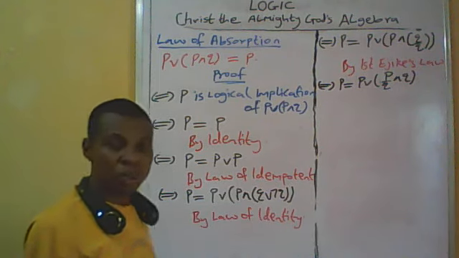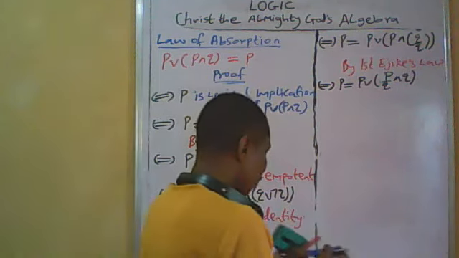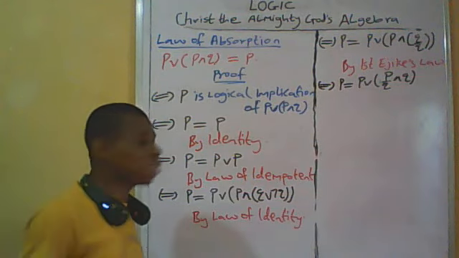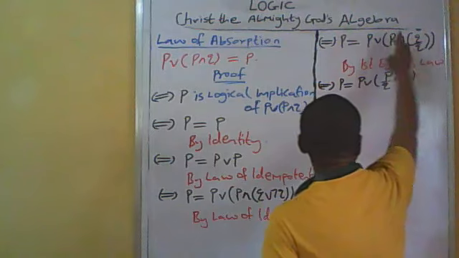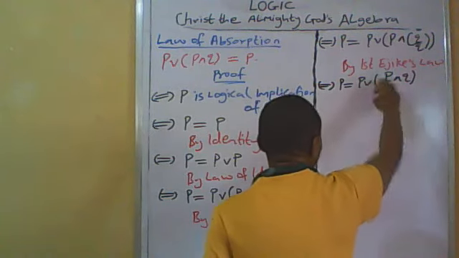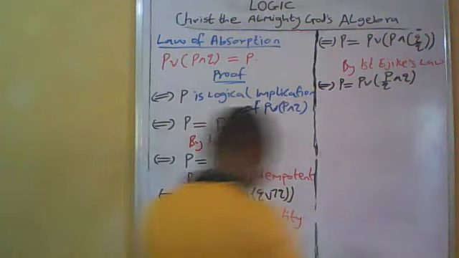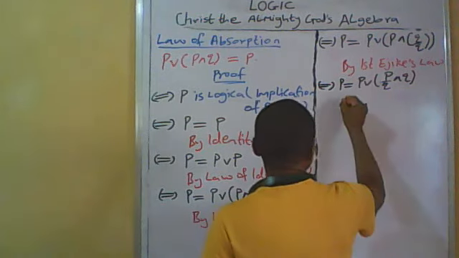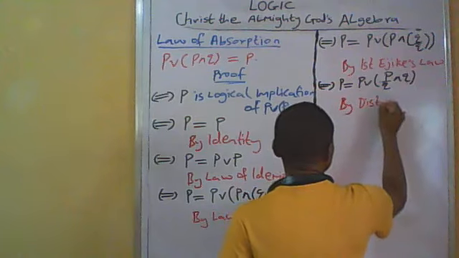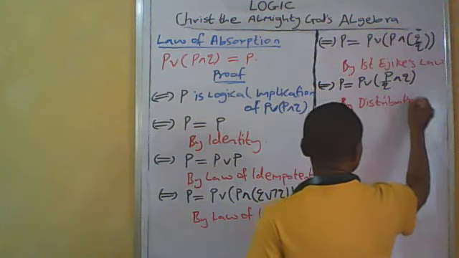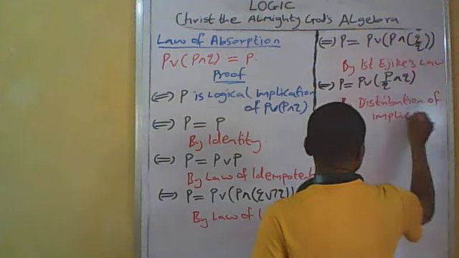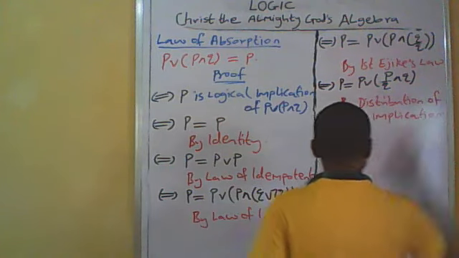So it's justified by the law of implication. It is the law of implication that we spread this implication to the first conjunct P, so that we have now P or (P upon Q and Q). So it's justified by distribution of implication.